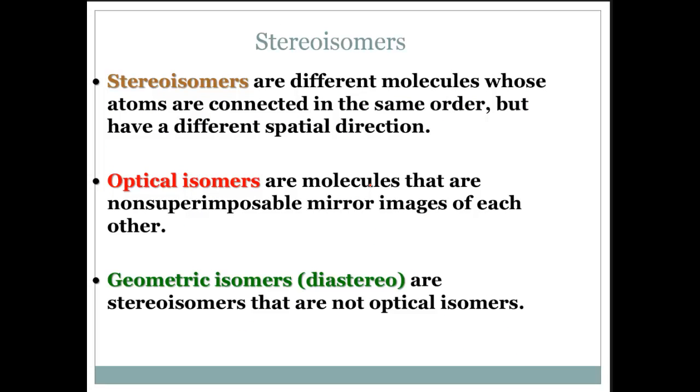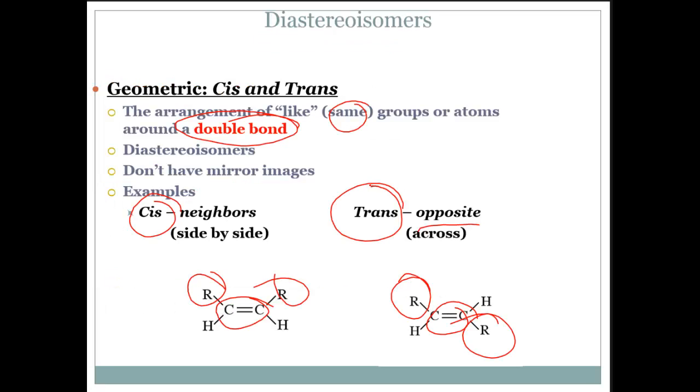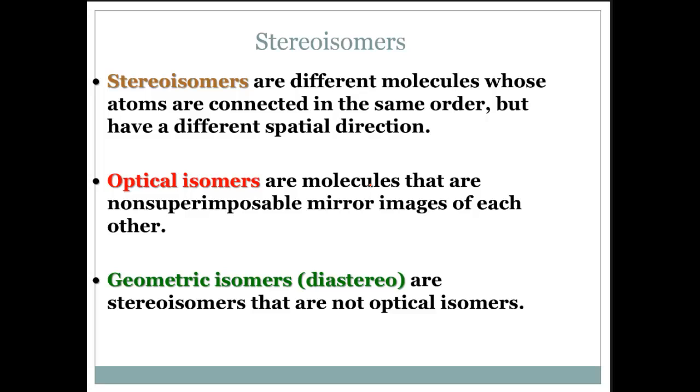So stereoisomers are different molecules whose atoms are connected in the same order but have a different spatial direction, which is what we saw here with diastereomers. Optical isomers are molecules that are non-superimposable mirror images of each other. In order for that to happen, we're going to have a chiral center. And we'll talk about that in the next slide. Geometric isomers are stereoisomers that are not optical isomers. Once again, there's an example of one.